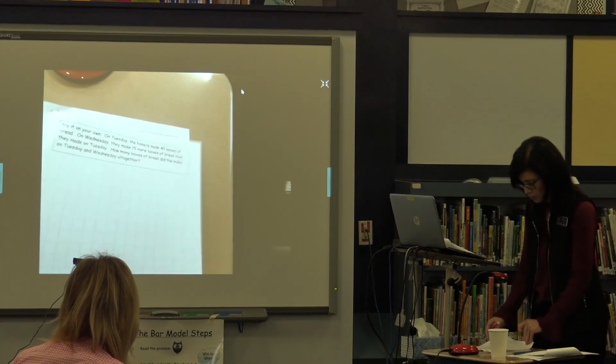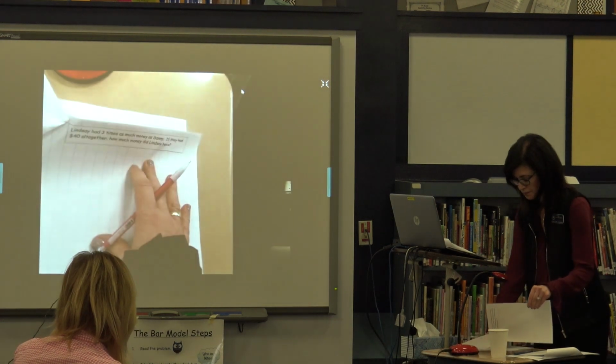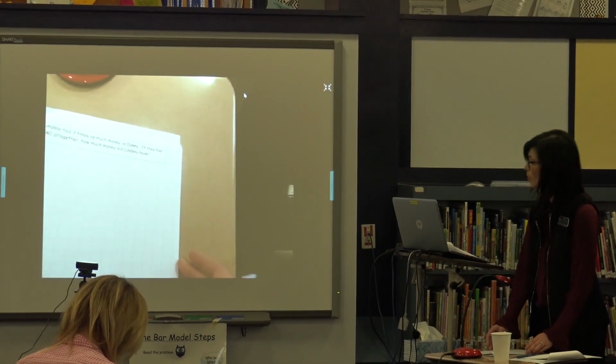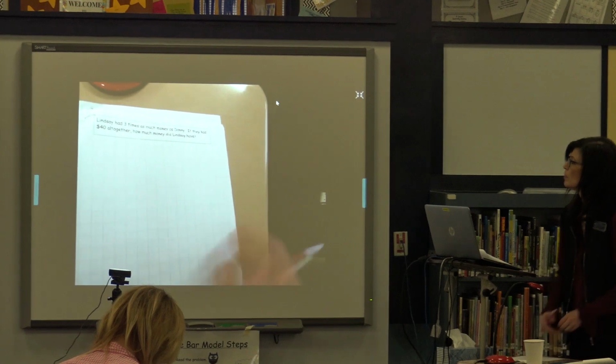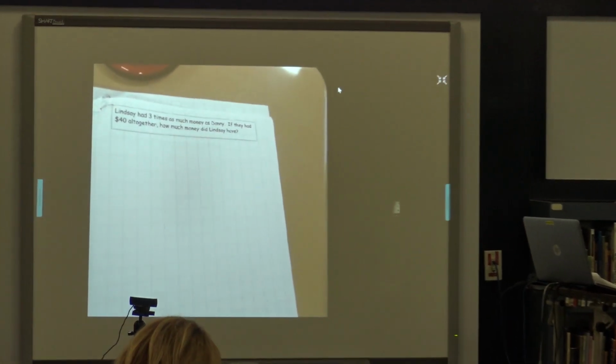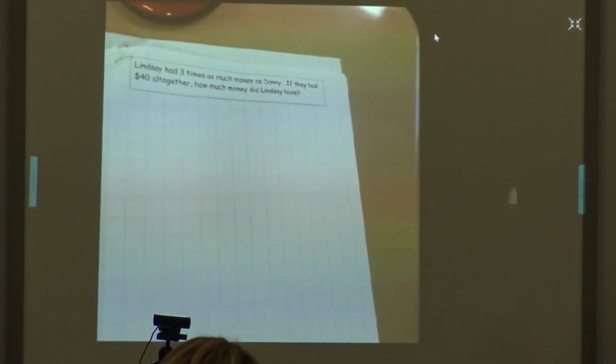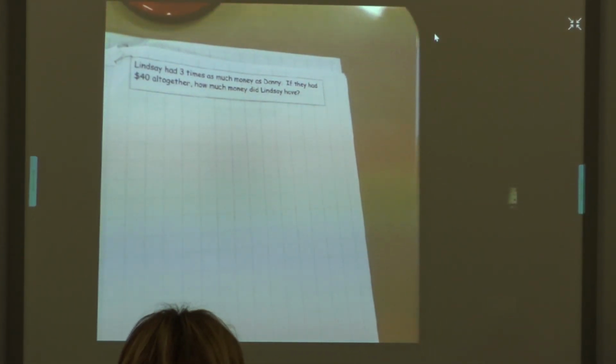So when we go on to the next problem, this is a typical third grade problem. Lindsay had 3 times as much money as Danny. If they had $40 altogether, how much money did Lindsay have? I think it's important to point out, Mrs. Budd, that the third graders have not had algebra in their teaching so far.